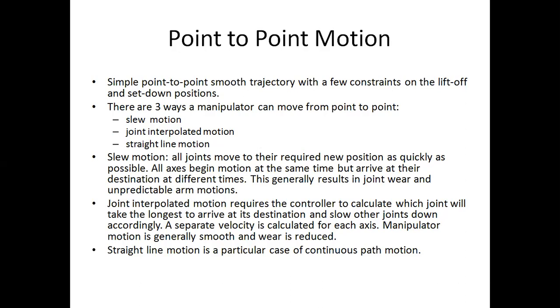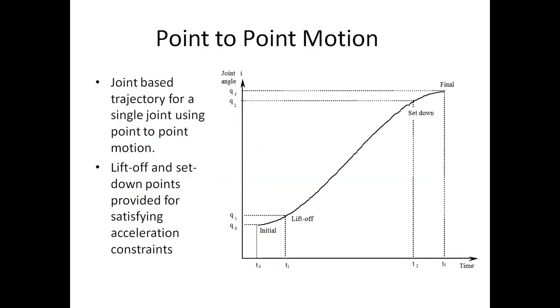So this generally results in jerky and unpredictable arm motions, whereas in the case of joint interpolated motions, it requires the controller to calculate which joint will take the longest to arrive at the destination and slow the other joints down accordingly. A separate velocity will be calculated for each axis, and the manipulator motion is generally smooth and the wear will be reduced over time. The straight line motion is a particular case of continuous path motions. For point to point motions, a joint based trajectory will be used.